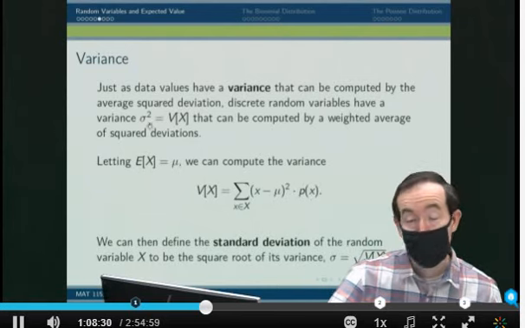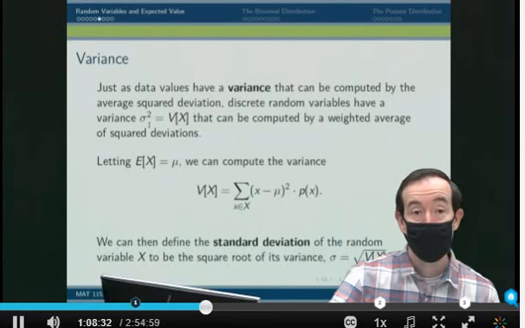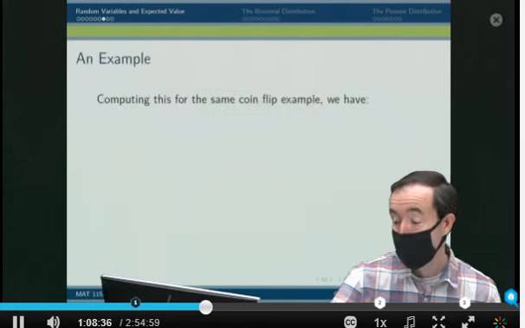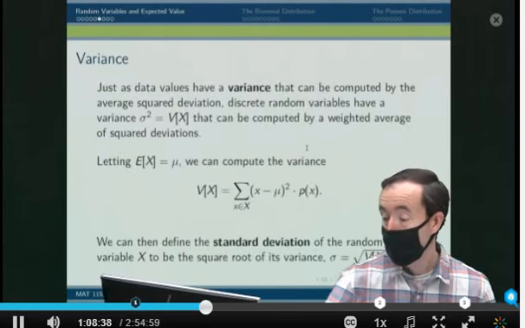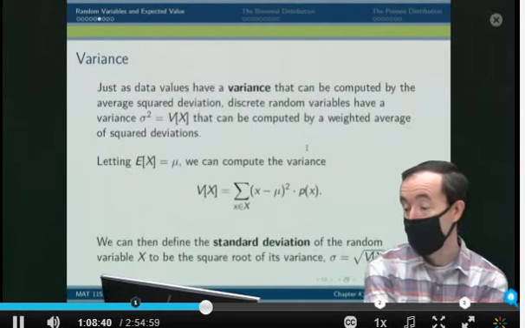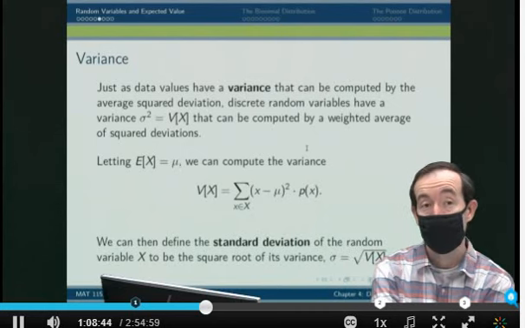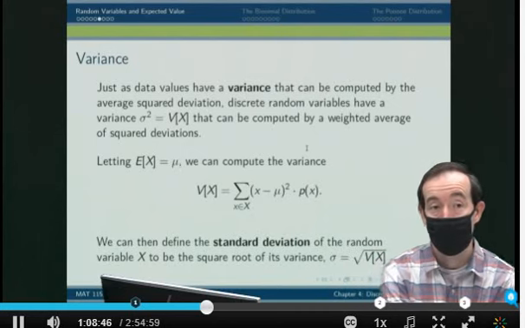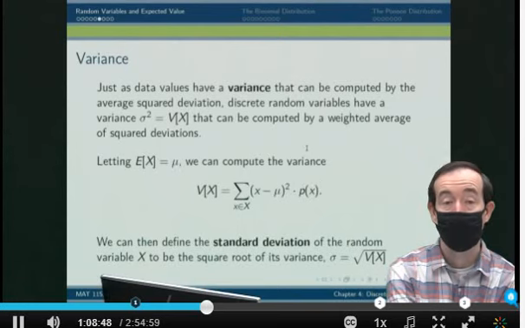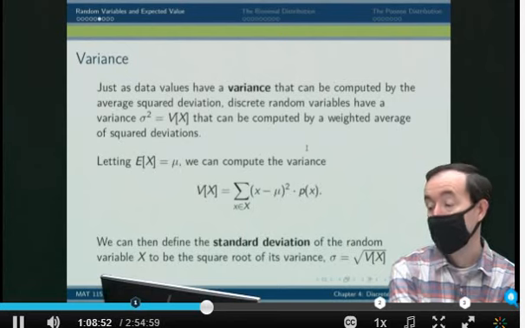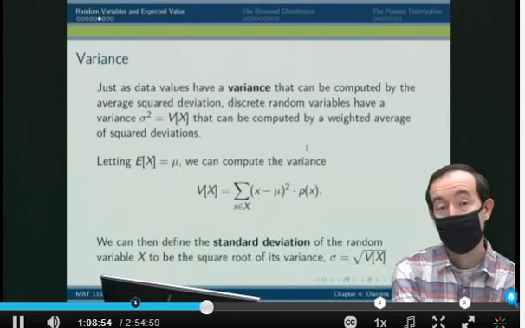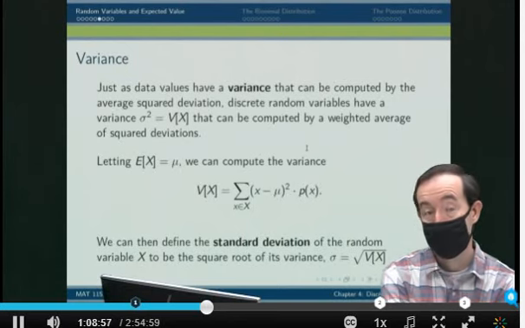Well, once you have a variance, if you recall from samples, the square root of that was the standard deviation. So we can do the same thing here for random variables. I can take the square root of sigma squared to get sigma, and I take the square root of V of X to represent that value. So if I wanted to know what the standard deviation of a particular event might be, I can look at its variance and take the square root to compute that.